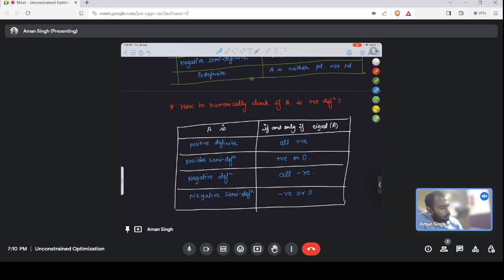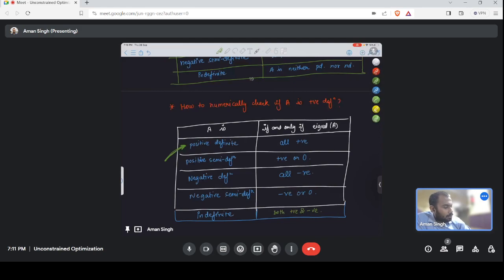And if we talk about indefinite, eigenvalues are both positive and negative. That's what it is. It turns out that for us, positive definite is a very important matrix. We have to continuously check whether a given symmetric matrix is positive definite or not, because if it is positive definite, we have some conditions that we can use.